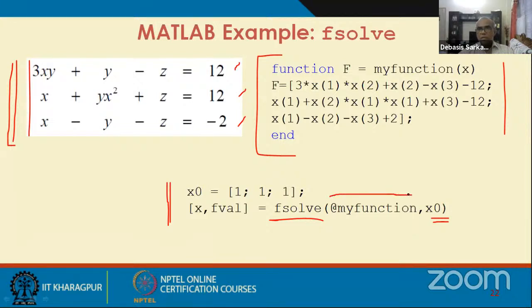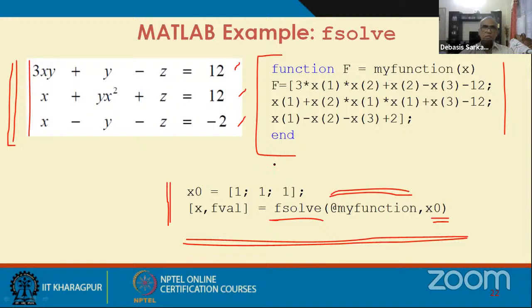So this is the minimum argument, minimum syntax that you will be using. This is the name of the function where you describe your system of equations, which for these three equations is written here. And x0 is your initial guess. If you have three variables, you must give three values.